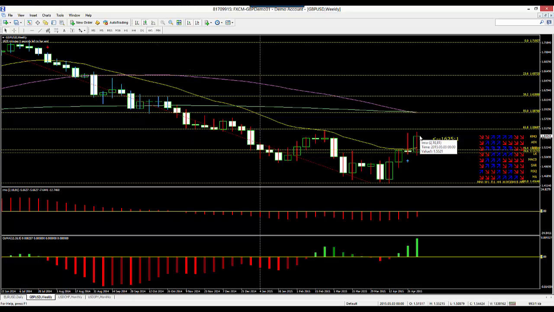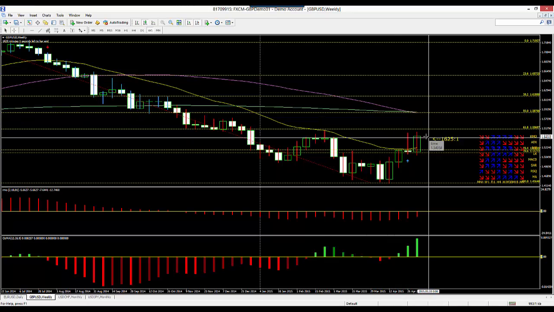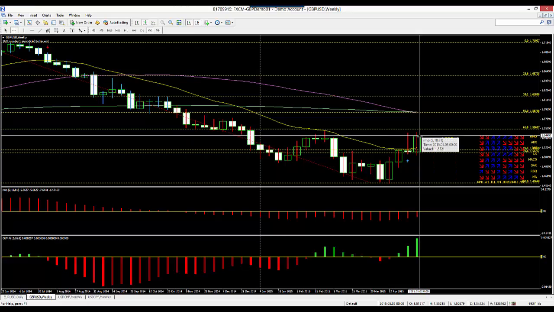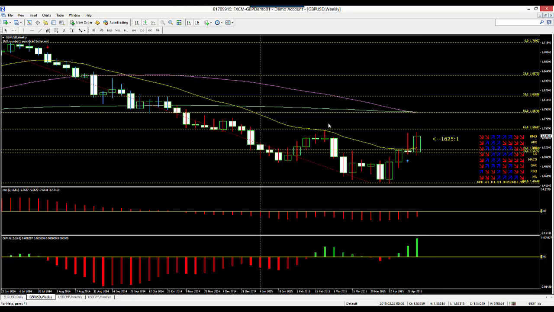So as it stands at the moment, we're quite close to that 61.8 at 155687. In fact, if you look at the close on the right-hand corner of this candle to the current fib level, it is 129. So there's still some profit to be made.